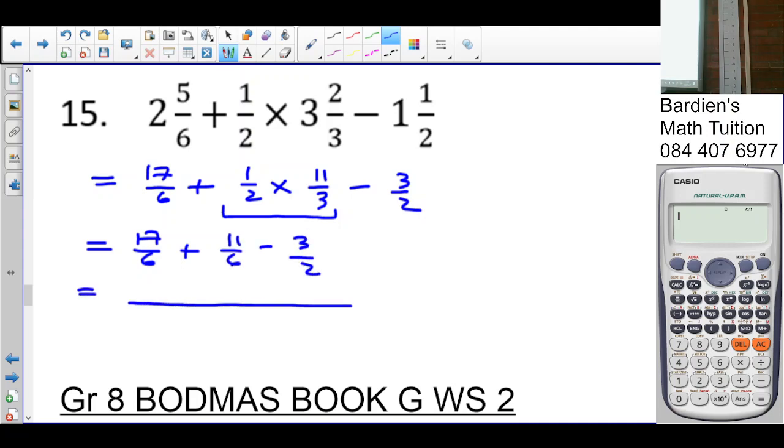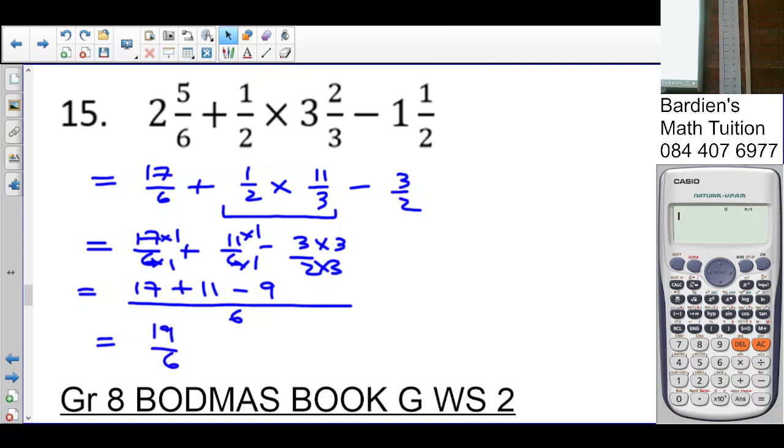What's your LCM here? 6. So 6 was multiplied by 1, so it's 17 plus 6 multiplied by what is 6? 1. So it's 11 minus 3 multiplied by 2 is 6. So 3 times 3 is 9. So we're going to add our numerators. 11 plus 17 is 28. 28 minus 9 is 19 over 6. You can write it as 3 and 1 over 6. Okay? Any confusion here? No?